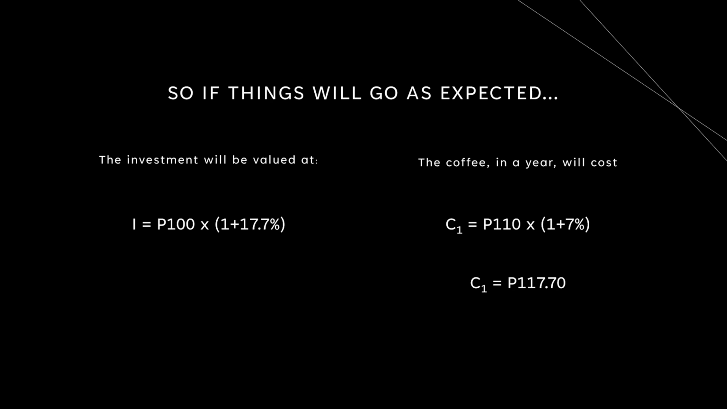So if things will go as expected, using the new calculations as an input, the investment will be valued at I is equal to 100 times 1 plus, this time, 17.7%. The investment will be valued at 117.70 in a year's time. This time, the two figures would tie up. They are equal at 117.70.